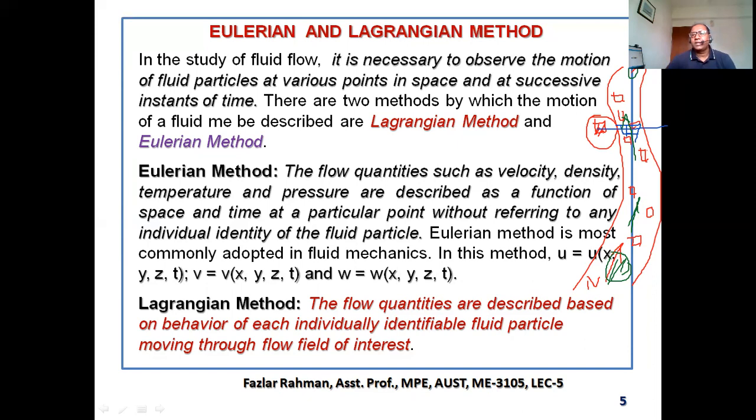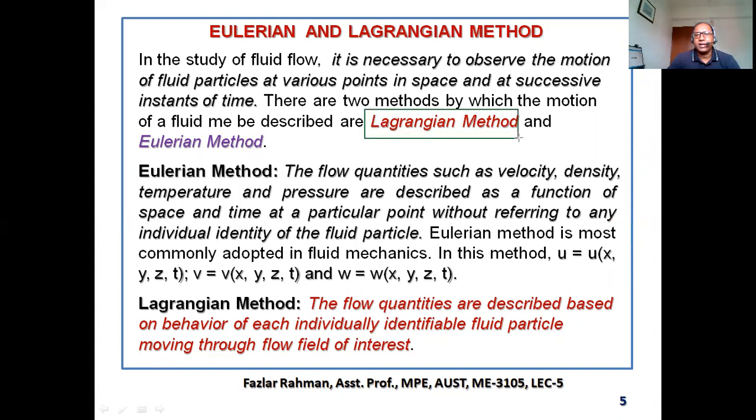And the other thing: you are just sitting over here, then you are looking at how many people pass through this line every second. You are just counting that number. So this is one observation. And these two observations are not the same, they are different. So similarly in fluid motion, if you observe the motion, there are two methods. One is Lagrangian, the other one is Eulerian.